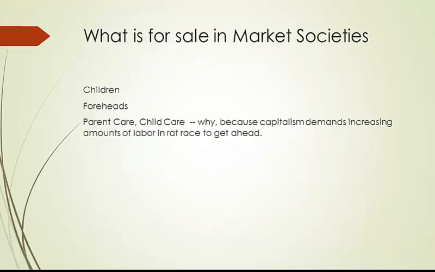So everything is for sale in market societies. Recently, there's a book about what is for sale in market societies. So children are actually for sale in market societies. You can buy foreheads to put your advertisements on. You can buy the backs of people to put your advertisements on. Child care is for sale. Now, why is this so?